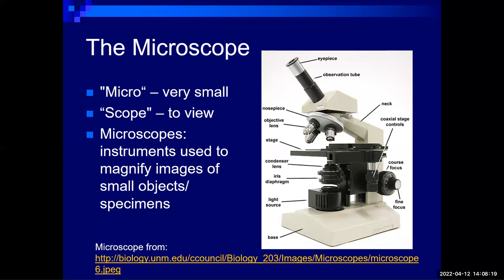This is the stage on which you place your slide or your sample so that you can look through and see it. This is how you move around the stage or the platform on which you put your slide, using the coaxial stage controls. This is the condenser lens that brings the light to the specimen. So it comes from below, and the specimen is placed on a glass slip so that you could see it. And then you have the diaphragm. This regulates the amount of light going through the lens itself.